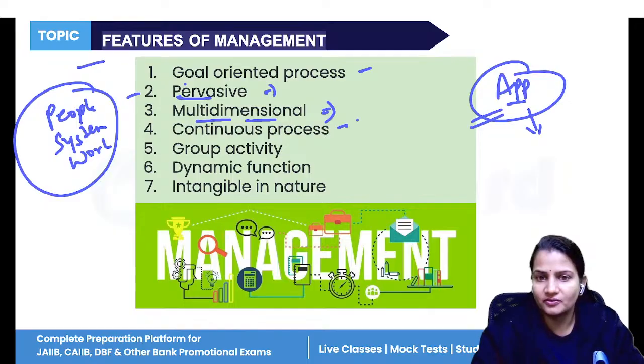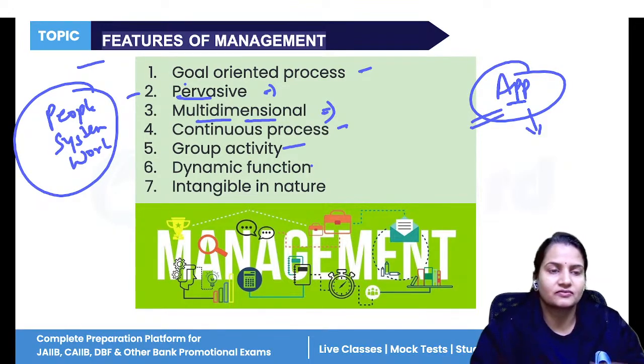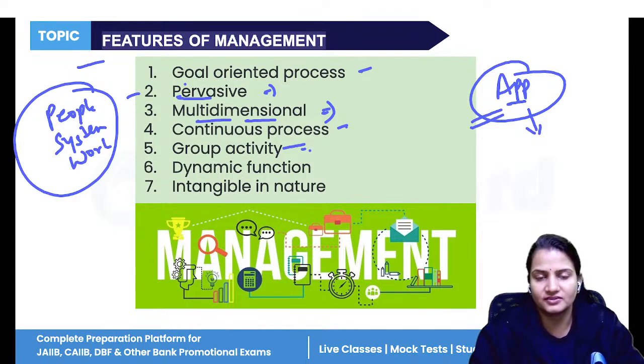It is a continuous process. It's not a 1 day or 2 days activity. Through the year you have to work continuously. If you achieve your goals individually, it will take more time, more energy, more money, and more effort. But if groups are made, then group goals can be successfully achieved.